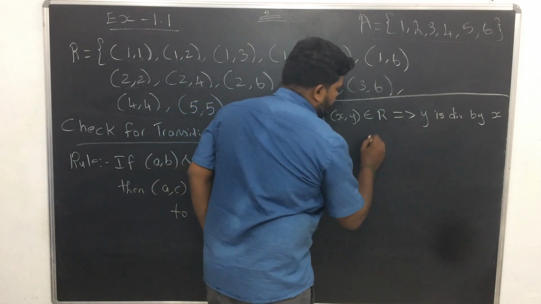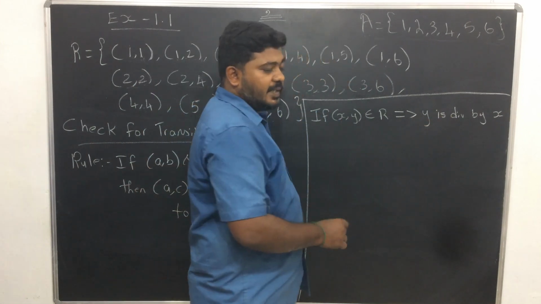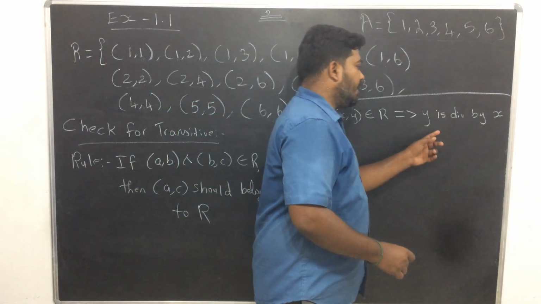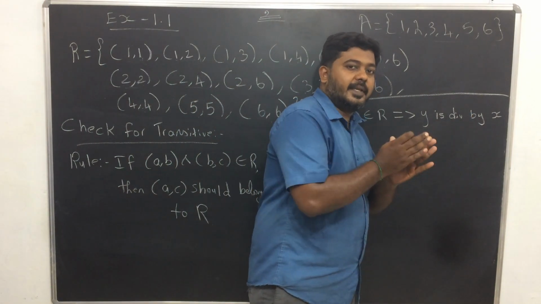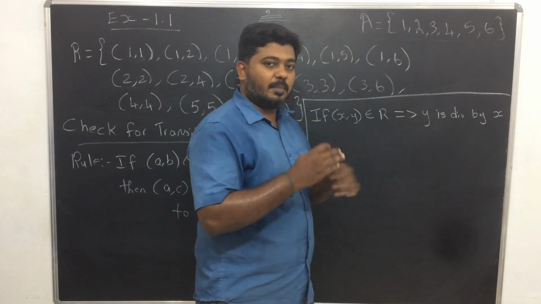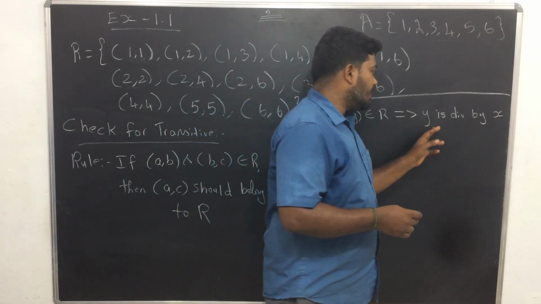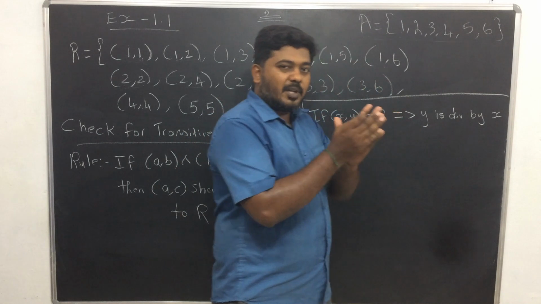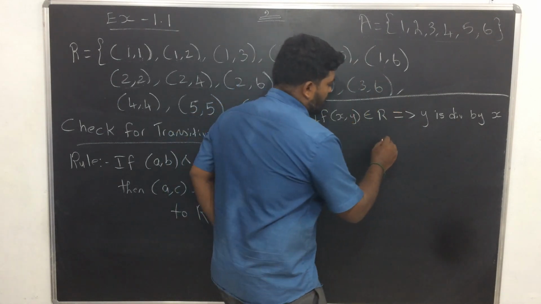Now, from this, what does it mean that y is divisible by x? It means that y is equal to some number of times x, because x divides y into some number of parts. So we can say that y is equal to some number of times x. That's what we will write now.